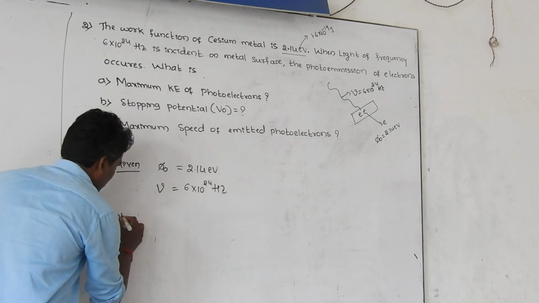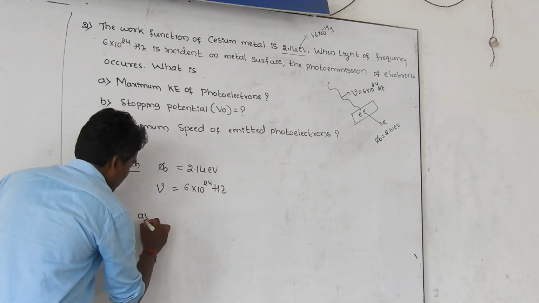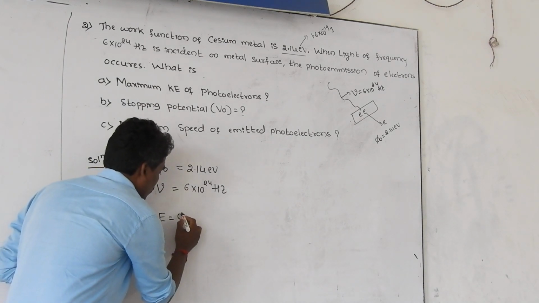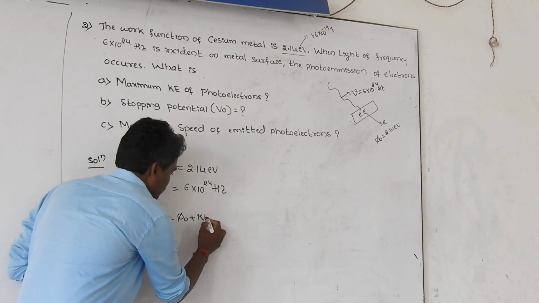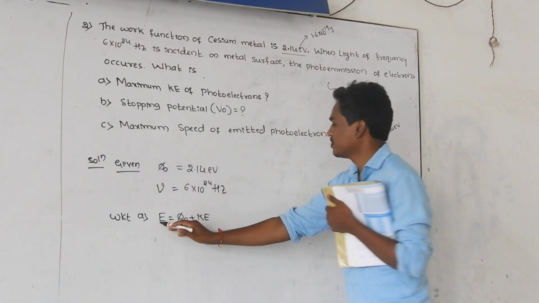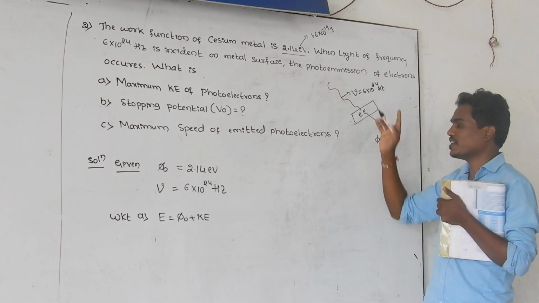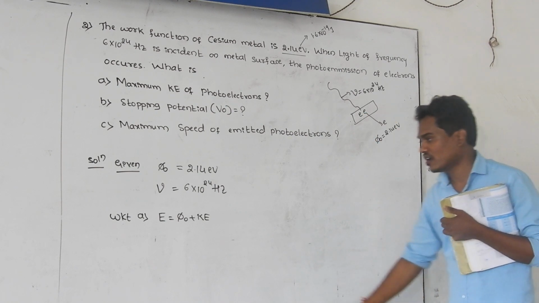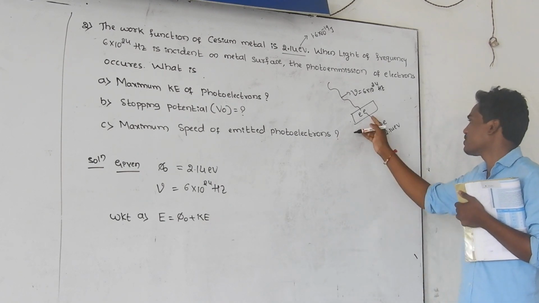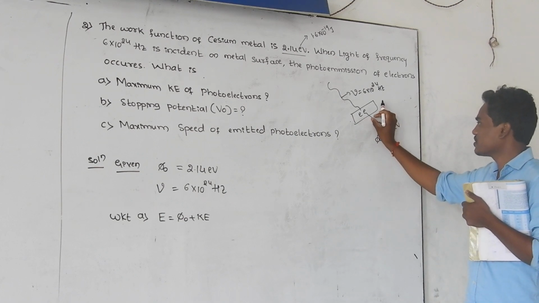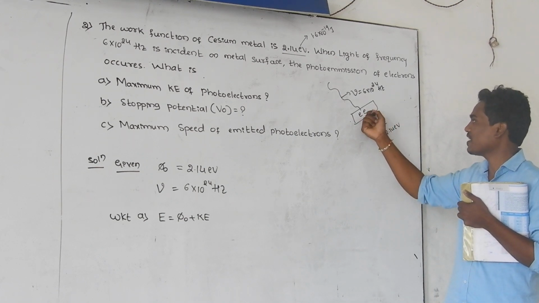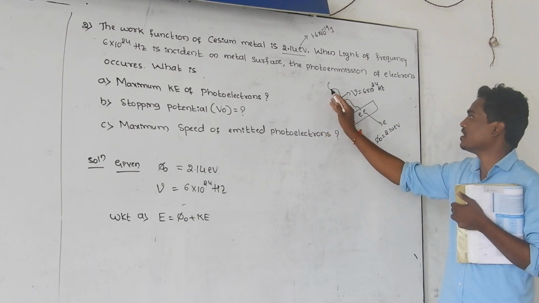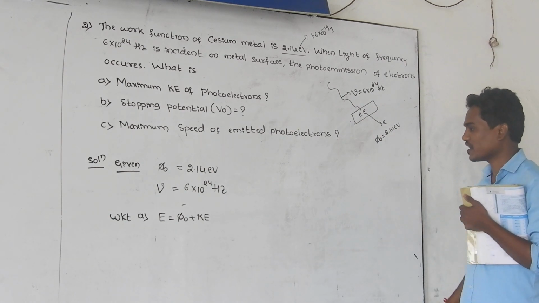You know very well, that is the Einstein photoelectric equation: E is equal to work function plus kinetic energy. E is the radiation energy of this radiation. Phi naught is the energy required by the electron to come out, plus the kinetic energy of this moving electron. If you add these two, that is equal to the total energy of this radiation. This is the Einstein photoelectric equation.